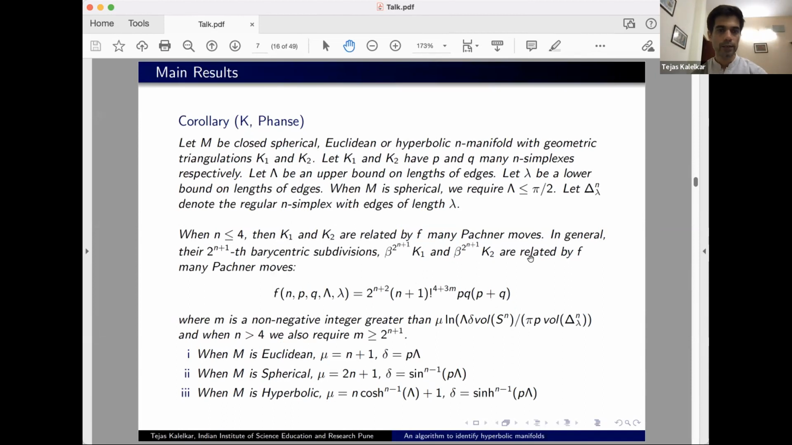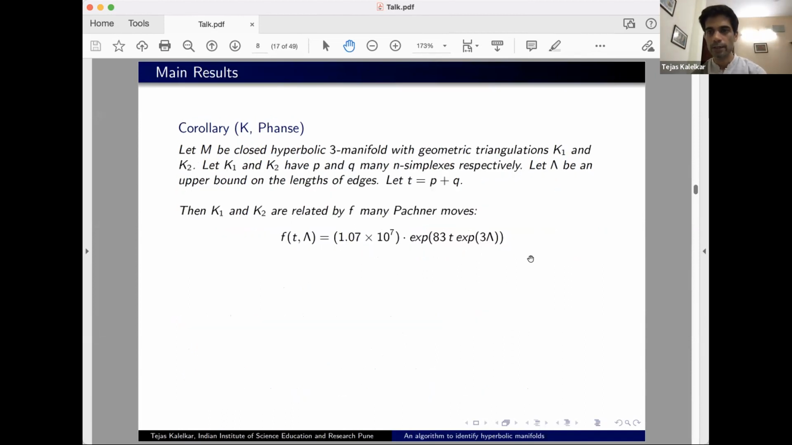Okay, and of course, just to compare it in dimension 3 with Nishitovic's tower of exponentials, if you start out with closed hyperbolic 3-manifolds, and if t is the total number of n simplexes, then the bounding function you obtain is something like a large constant times e raised to 83 times t, into e raised to 3 times capital Lambda. So it is, of course, still doubly exponential in the lengths of edges. So I wouldn't really call it practical still, but it's still far better than this tower of exponentials of height 2 raised to 162p. Of course, over here, the input is a geometric triangulation, while in Nishitovic's result, the input is a topological triangulation.